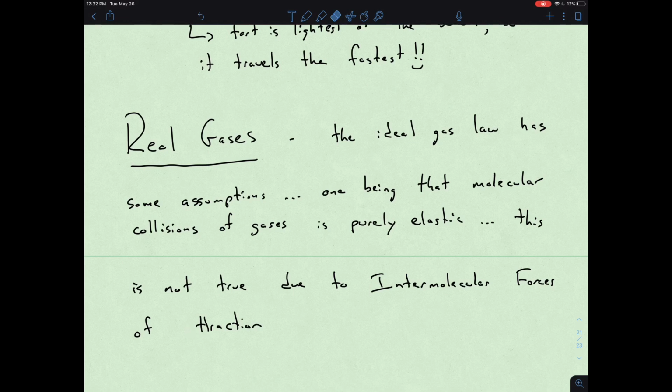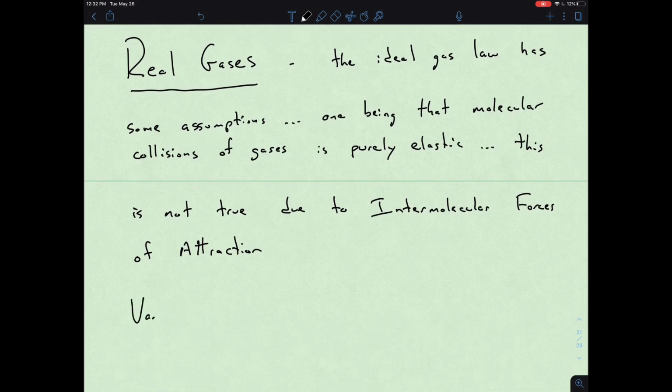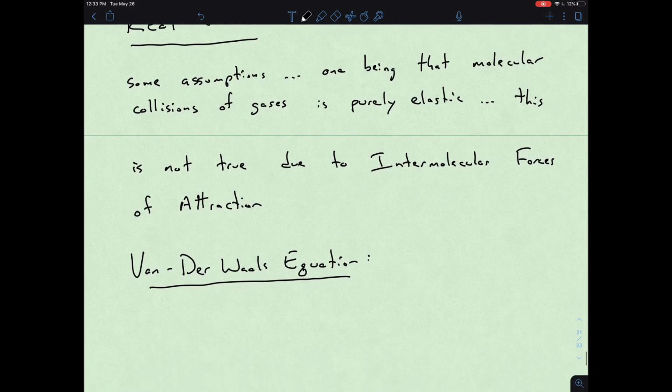These gases don't just bounce off of one another. When they come in close contact, they probably hang out for a very split second because of that attractive force. We know gases have very weak forces of attraction, mostly dispersion forces, but yet there are forces of attraction. So we are making some assumptions with the ideal gas law. And so we have what's known as the van der Waals equation. We're not going to get too much into using this in terms of calculations, but just that we're aware of it.